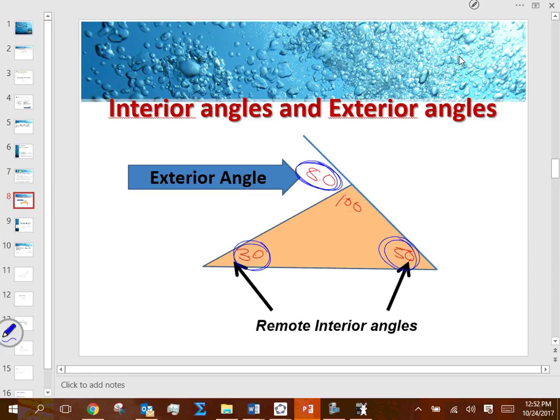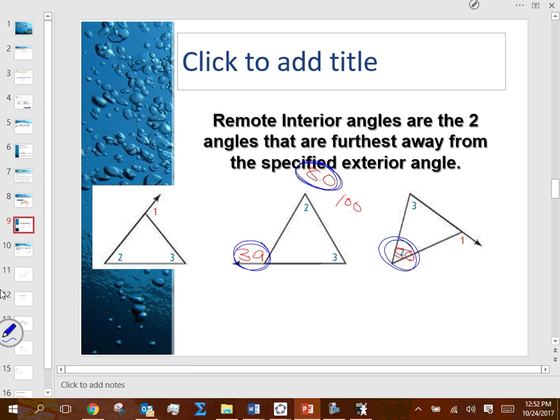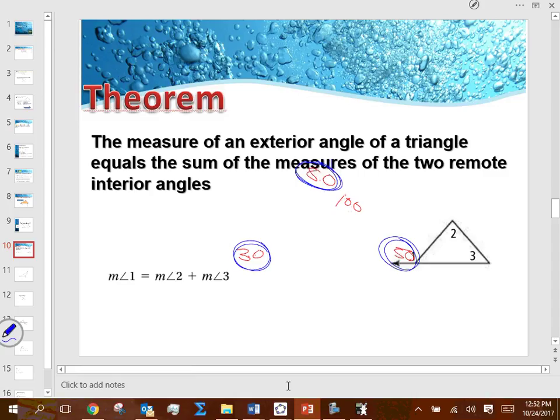Add them together, right? 50 plus 30 gives you 80, right? Okay. So what we come up with is another theorem that says the measure of an exterior angle is equivalent to the sum of the two remote interior angles. So here we're seeing the measure of angle 1 is equal to 2 plus 3.